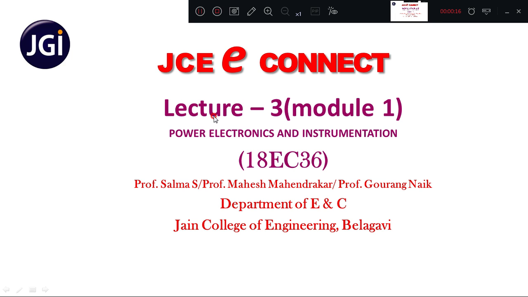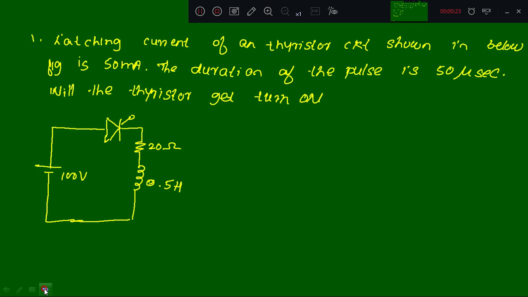Today we'll solve two problems on SCR. The first problem: the latching current of the thyristor circuit shown in the figure below is 50 milliamps. The duration of the pulse is 50 microseconds. Will the thyristor turn on?